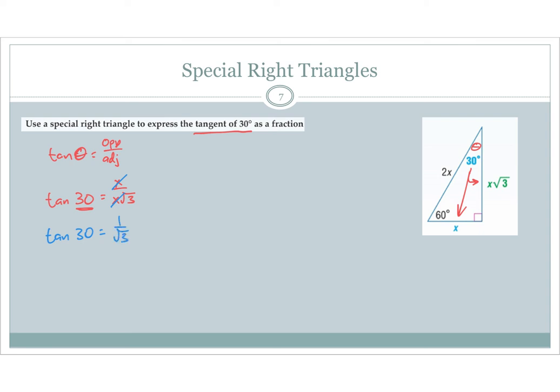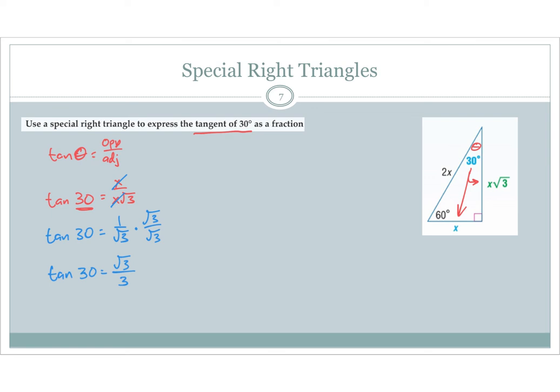over square root 3. And now that the x's are out of the way, I can just deal with rationalizing my fraction. So I have the square root of 3 over the square root of 3. This is going to be equal to the square root of 3 over 3. And nothing else simplifies. So the tangent of 30 is equal to the square root of 3 over 3.